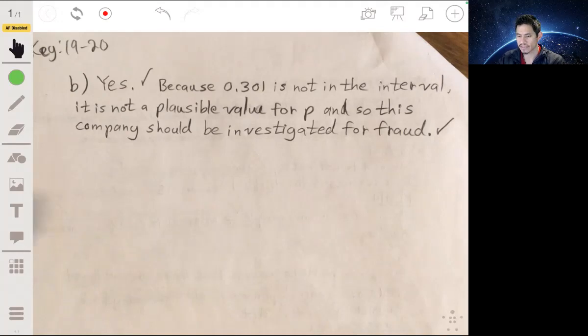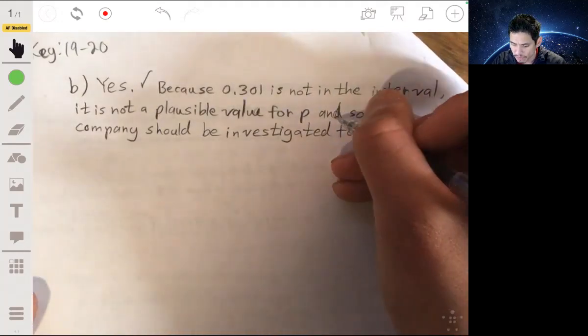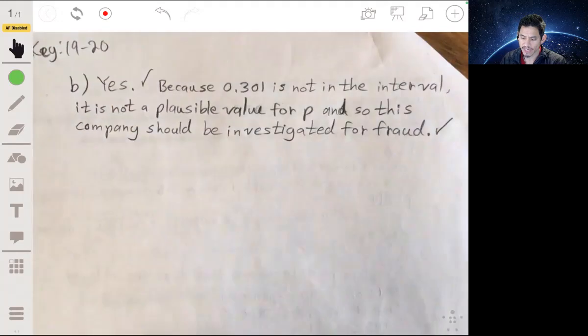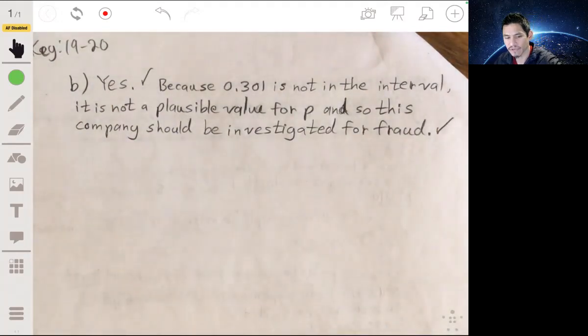So again, this reinforces our decision to say, yeah, you guys should probably investigate these guys for fraud. Unfortunately, it looks like they're up to something shady. So yeah, they're both good. And once you start seeing this, it's really cool to recognize how this stuff could work in real life, because it's used all the time.